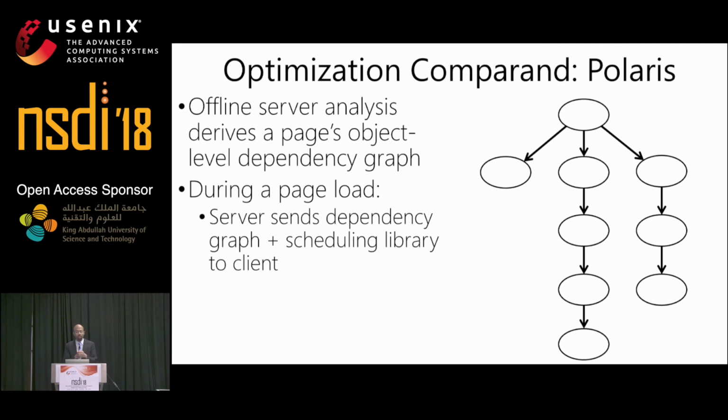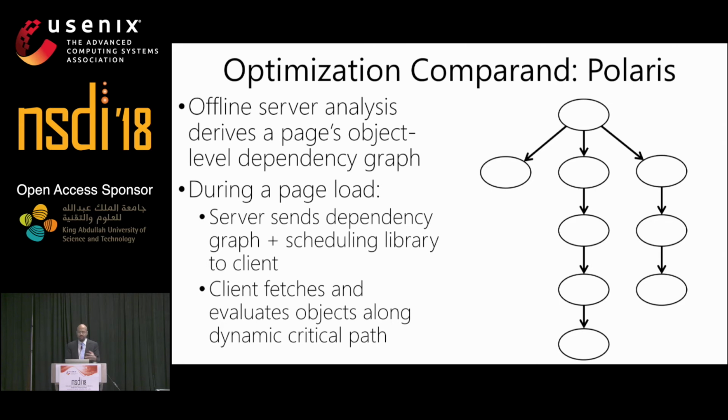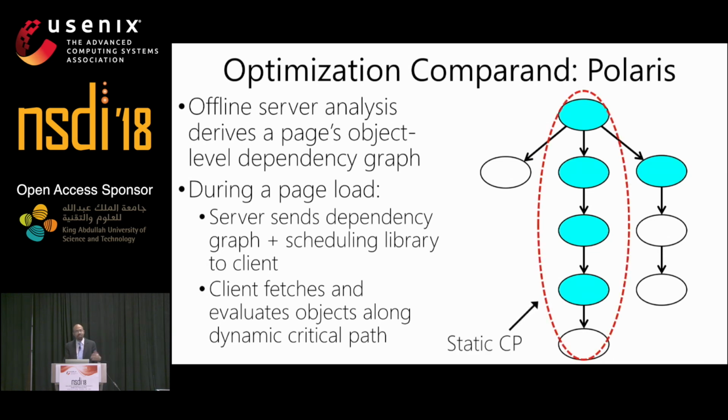During a page load, the Polaris server is going to send this dependency graph to the client as well as a scheduling library. This scheduling library, which is written in JavaScript, is going to allow the client to fetch and evaluate objects along the dynamic critical path for the page. So let's say that the page had fetched and evaluated those blue objects up there. The static critical path is this, just the longest path through the tree, but the dynamic critical path is actually this one. It's the chain that has the most unresolved objects in it.